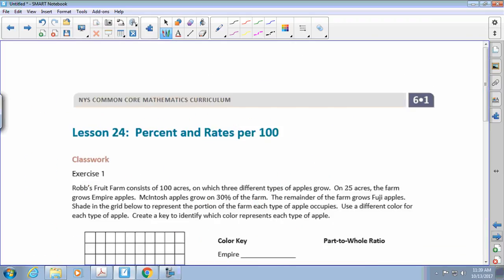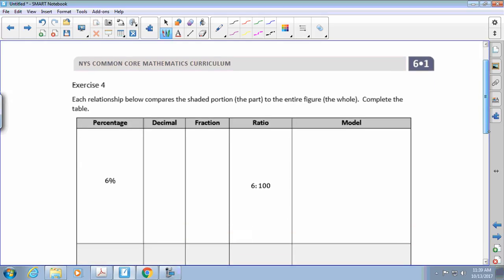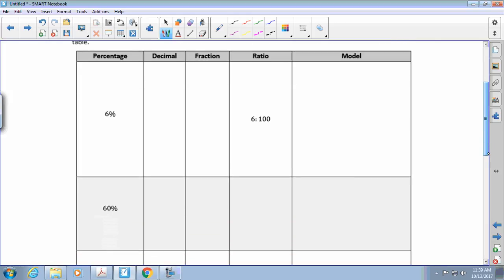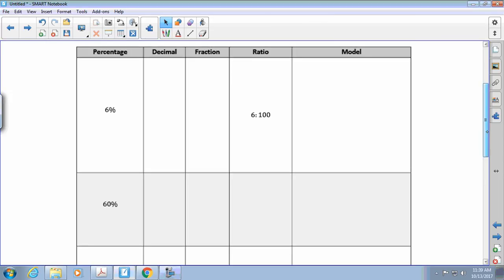All right, so we are going to actually skip around the module a little bit. Hopefully that doesn't throw you off too much. We're going to go to exercise 4 on page 75. And on page 75, we have a conversion table here. We're going from percentages to decimals, fractions, ratios, and then we're going to draw a model. Okay? We're not going to draw Tyra Banks. We're going to draw a math model, just to clarify.